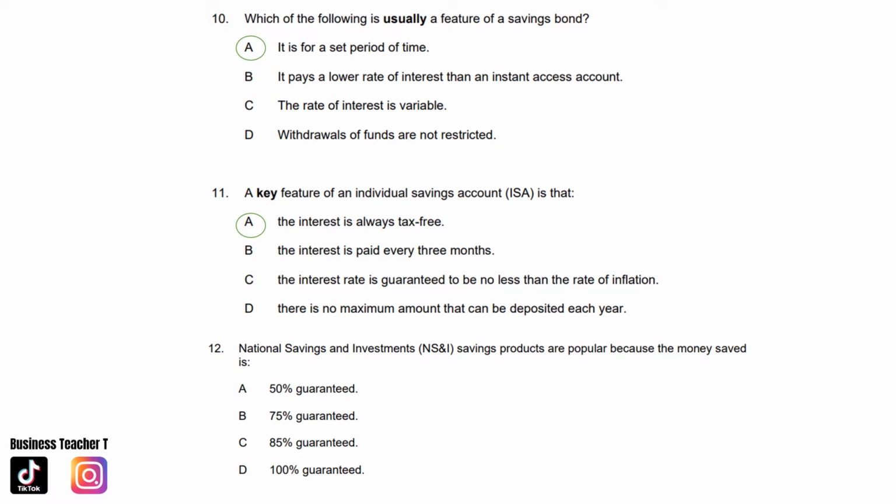Question 12. National Savings and Investments, NS&I, savings products are popular because the money saved is A, 50% guaranteed, B, 75% guaranteed, C, 85% guaranteed, or D, 100% guaranteed. And the answer is D, 100% guaranteed.